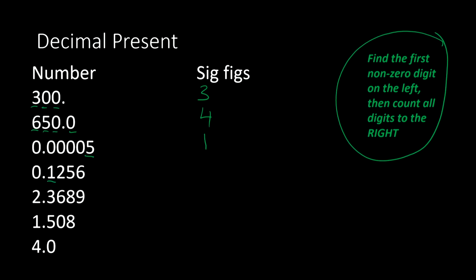In our next number, 0.1256, we start with the 1, the 2, the 5 and the 6, giving us a total of 4 sig figs. In our next one, we have 2.3689, so all of those numbers are going to be significant. So we'll underline them, 1, 2, 3, 4, 5. Next number, 1508, so that's a captive zero, it's going to count, giving us a total of 4. And in our last number, we have a 4 and a 0, and because that decimal point is present, that trailing zero is going to count.